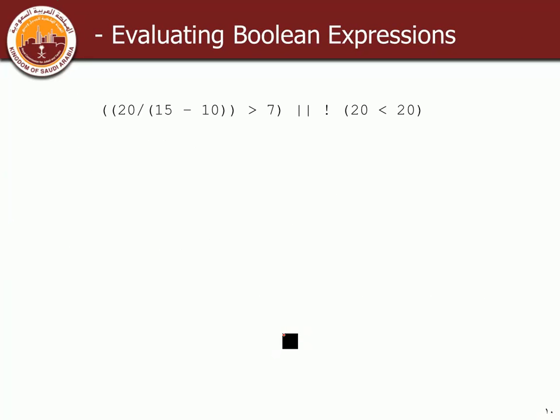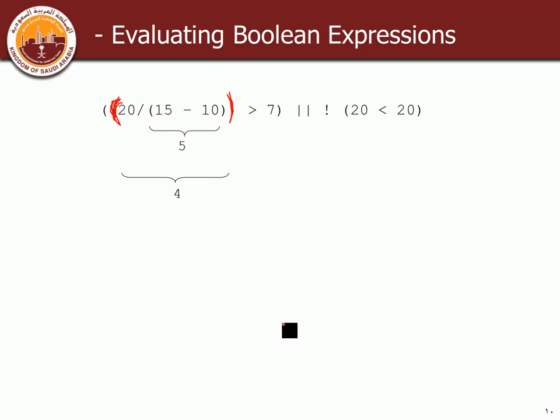Let's take an example. Okay, so help me with this. Where should I start? For the parentheses, the inner ones. Okay, which is? So we start with 15 minus 10, all right? This is going to be 5. Now I have another inner one over here, so it's going to divide 20 by 5, which is going to give me 4.